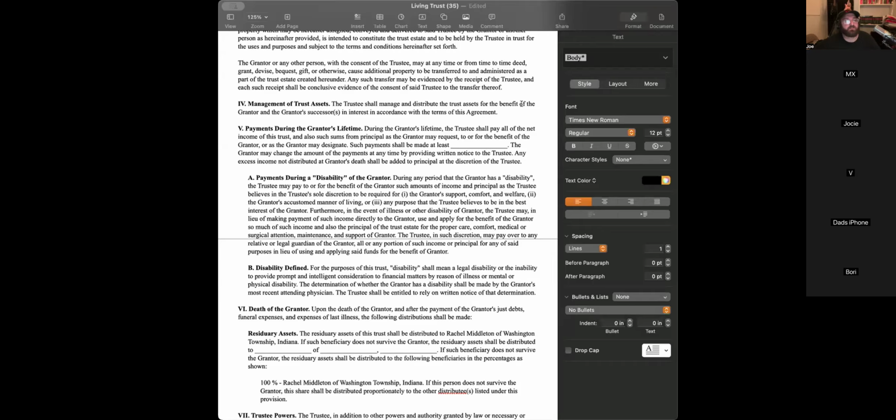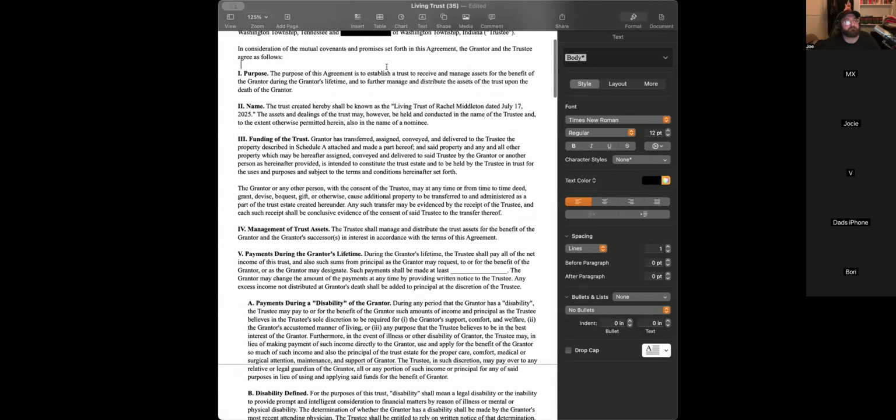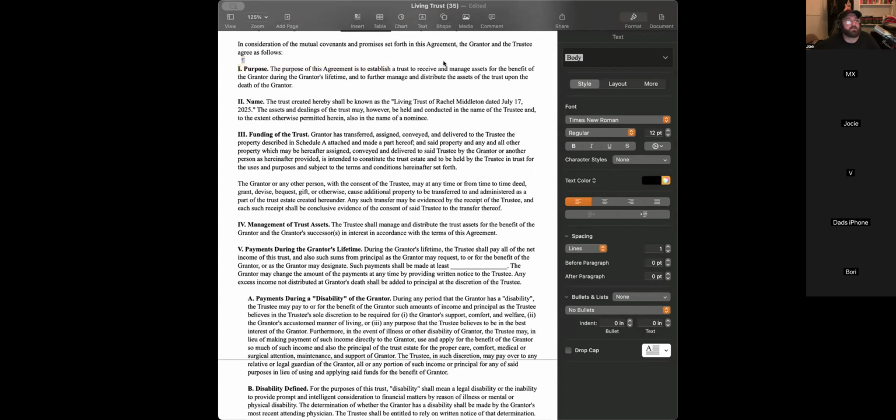So this is a living trust. The purpose is to establish a trust and receive and manage assets for the benefit of the grantor during the grantor's lifetime, and to further manage and distribute the assets of the trust upon the death of the grantor. So this is a living revocable trust, right?